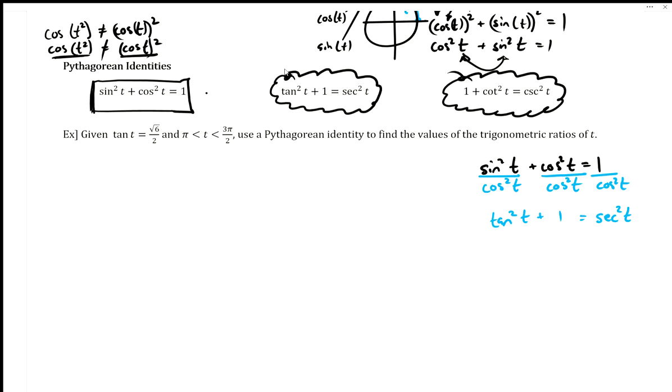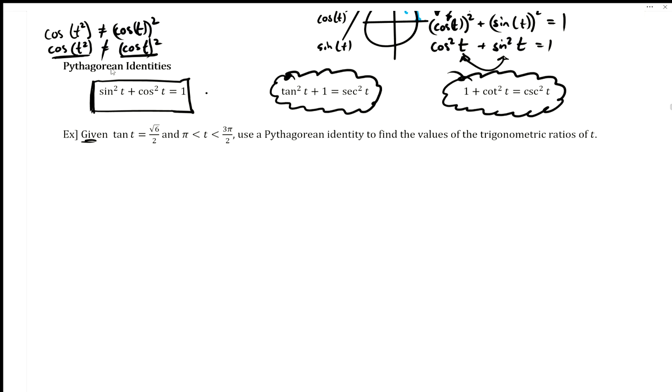And then the last one comes from a similar scenario, where we start with the original, but instead we divide by sine squared of t. Let me erase that, because I think it's going to be in the way. So if you do want it, copy it, pause me, but I'm going to erase that, so that I know for sure I'll have enough room on this problem.